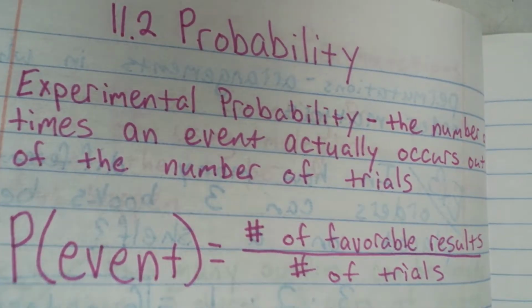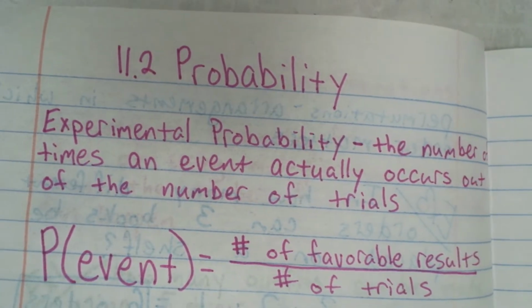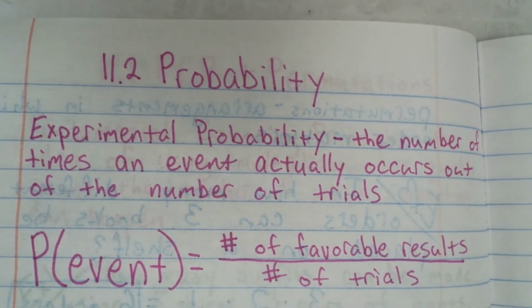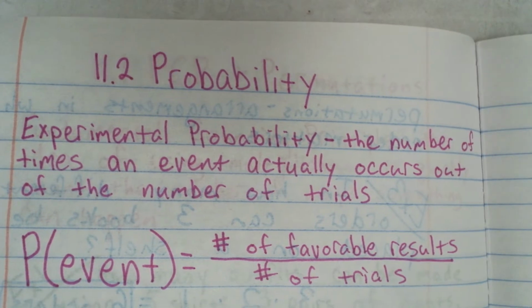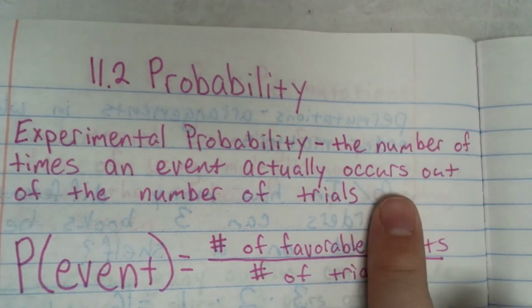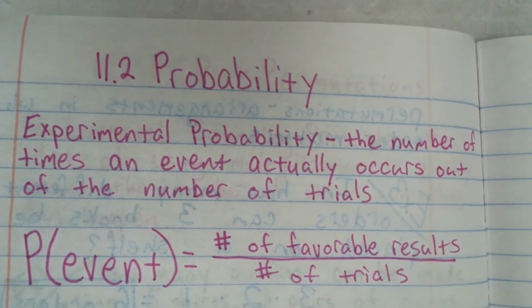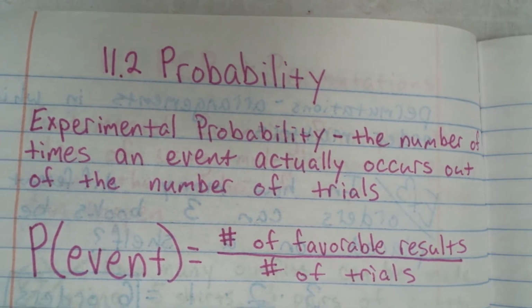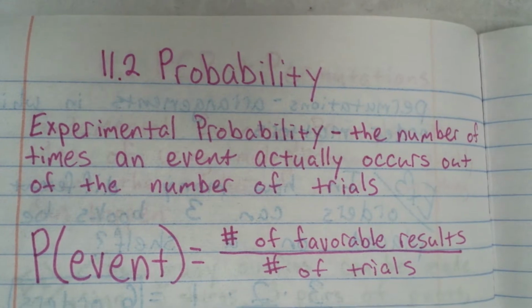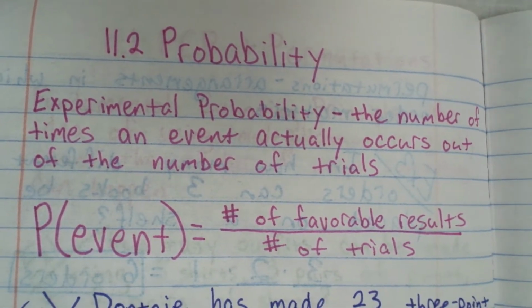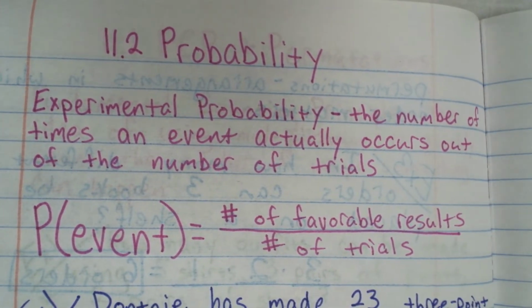Hello. Today we're going to move on into our section of probability. So there are a couple of types of probability we're going to talk about here. One of them is experimental probability. That is the number of times an event actually occurs out of the number of trials. So this is when you're actually watching things happen. It's not a thought process, it's observation.